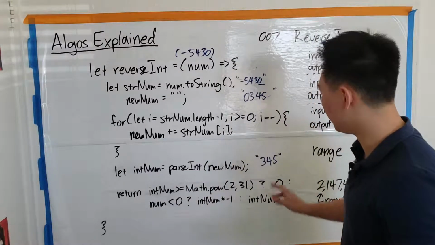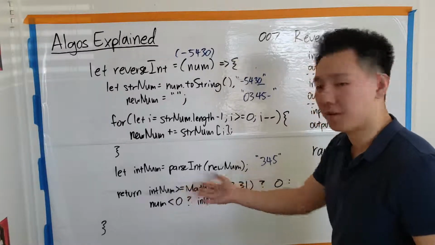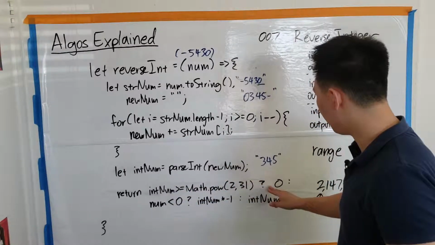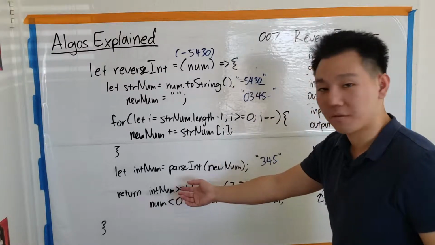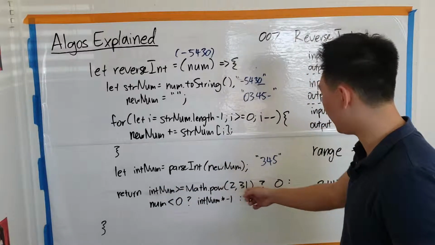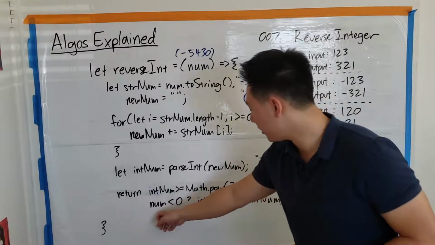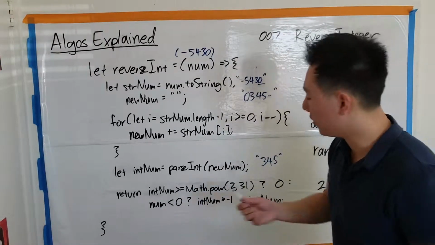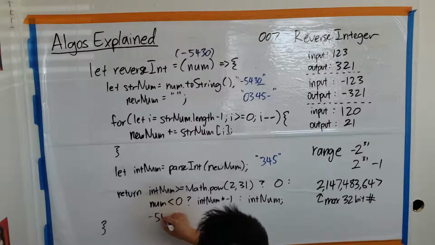And what we'll do is, at this point, we'll check, okay, is our int num within the range pretty much? Or no, is it out of the range? Because this is the positive one. If it's greater than the positive one, then it's out. If it is, then we just return 0. If it isn't, then we check, okay, was this a negative number to begin with? The num was negative 5,430.